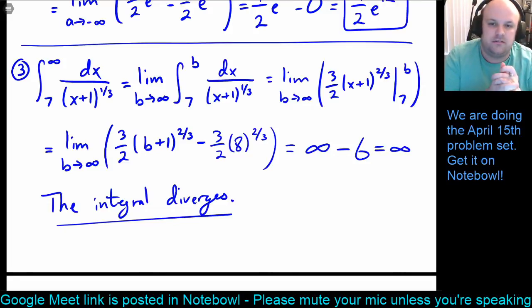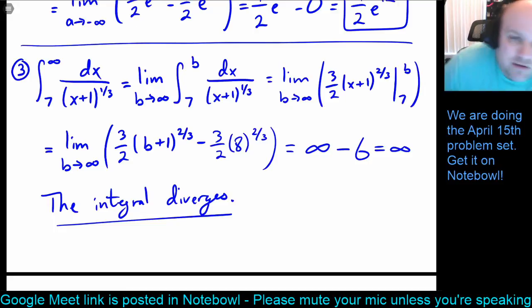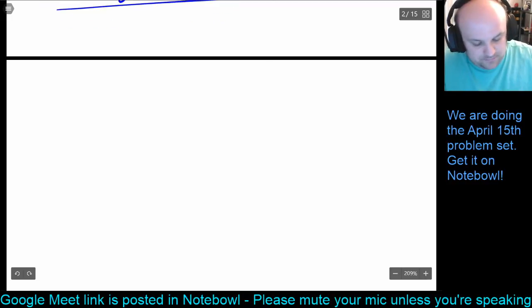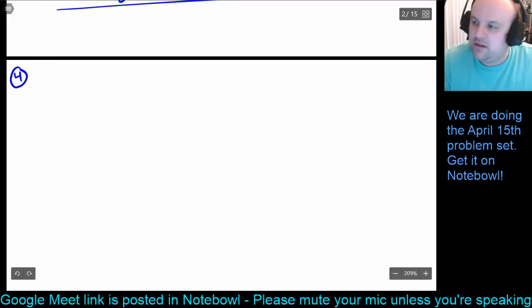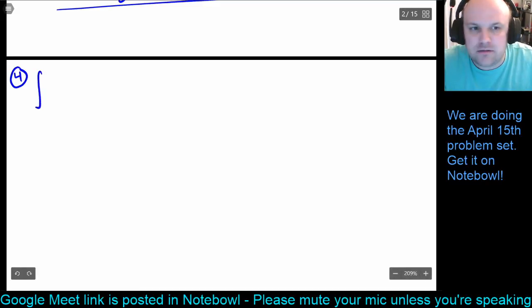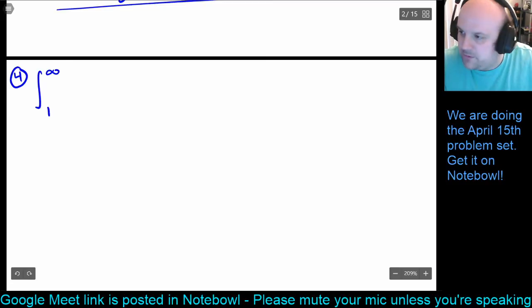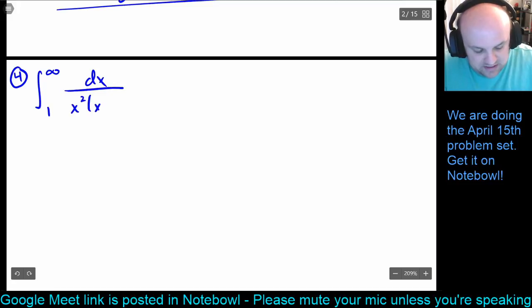Any question here? Hopefully this all still okay. All right, cool. So let's go ahead and look at the next problem. Problem 4, or part 4. Okay. So part 4, we're looking at something a little more interesting now. Which is the integral from 1 to infinity of dx over x squared times (x minus 1).